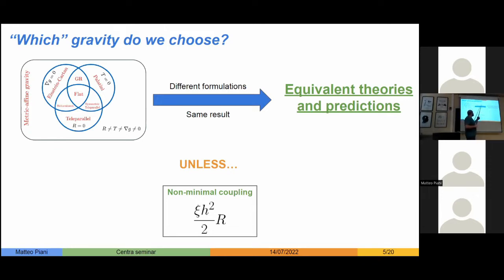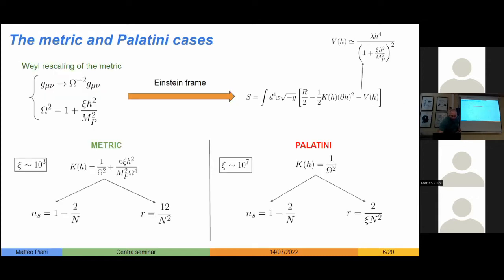So as I was saying, these theories are equivalent. You take the theory and you can always recast it in a form that gives you always the same prediction for purely gravitational phenomena. Now, this is not true the moment we introduce this non-minimal coupling. This is completely breaking the equivalence between the theories. And the simplest way to see it is we can do a comparison between the metric and Palatini cases that have been extensively studied in the literature.